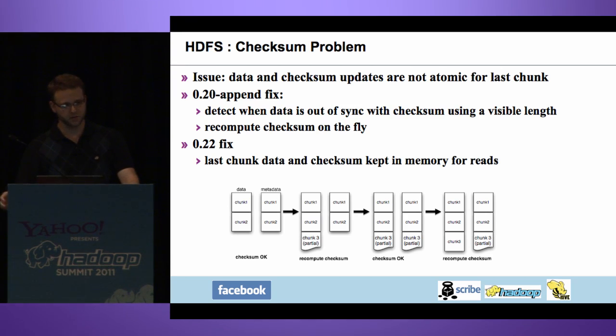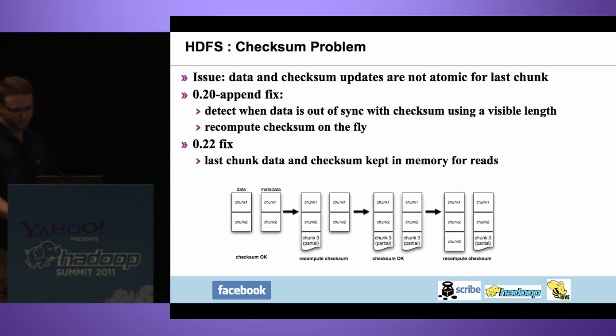In trunk or 0.22 again, it's a little bit more elegant in that this last little partial chunk depicted here, we actually keep the checksum for that in memory. And so we can atomically, when we create these data structures, get a length of data that's available and this checksum for the last partial chunk, and avoid the problem.